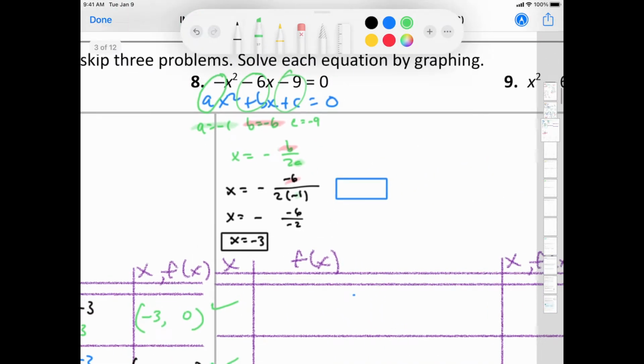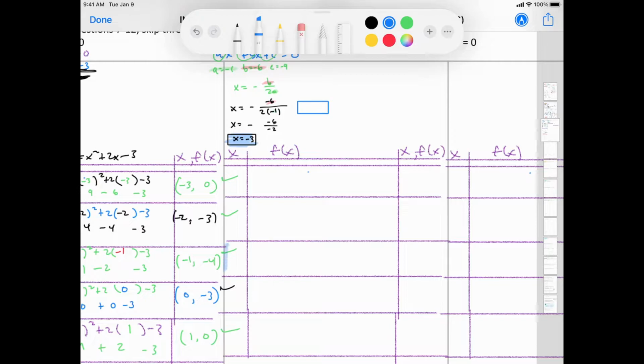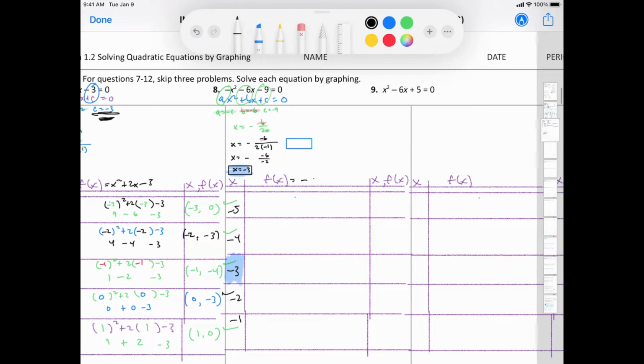So this one is going to become our axis of symmetry. And it always goes right here in the middle. Notice there's 2 points to the left and 2 points to the right. So here goes a -3 and go -4, -5. You want consecutive integers, which basically means numbers that are next to it. And we have negative x squared minus 6x minus 9.